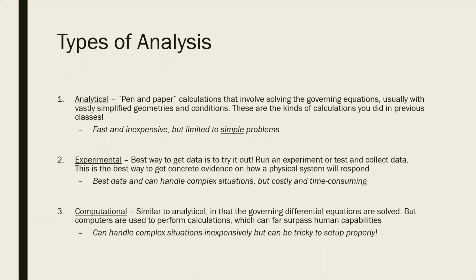So, we're starting with the Navier-Stokes equations or the heat equations, and we're going to solve those. But instead of doing those by hand, we're going to let the computer do most of the hard work. Okay. And this gets us, at least in my opinion, the best of both worlds, right? Because you're not doing a physical test, it can be very fast and very inexpensive to do a computational analysis. But because the computers are doing most of the hard work, you can handle very complex situations. So you get the best of both worlds.